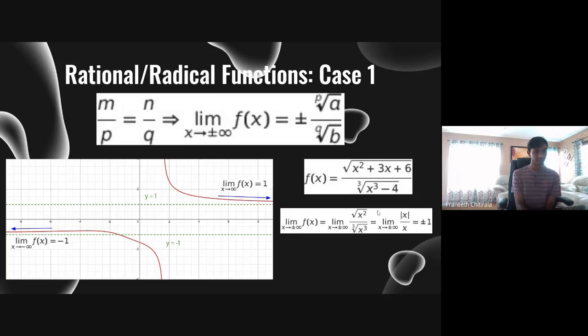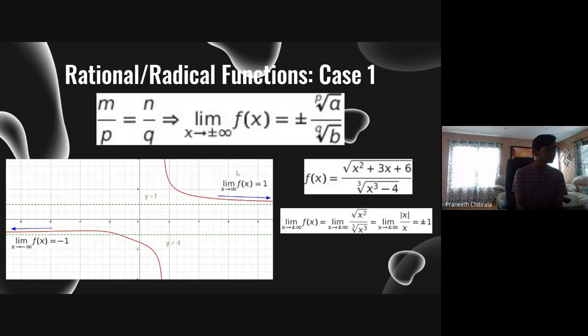And then based on fact 3, we can determine that this limit will equal plus or minus 1, depending on the sign of the infinity. So over here, the limit as x approaches positive infinity of f of x is equal to positive 1, and the limit of f of x as x approaches negative infinity is negative 1. And you can see these horizontal asymptotes here. Those are the different end behaviors of this function.